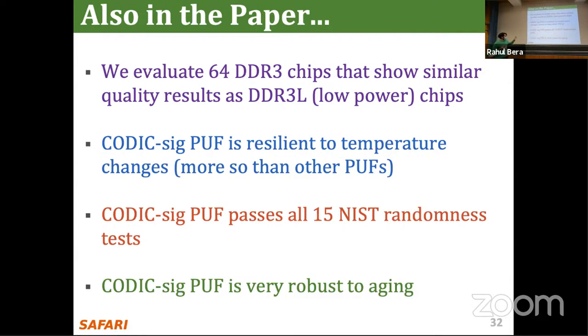We also test the aging. So CODIC path is also robust to aging, so across time. And for doing this experiment, we apply a technique called accelerated aging. We basically accelerate the aging of a DRAM by using higher voltage and very high temperature. So the DRAM is aged quickly. And we show that the responses are very similar before and after the aging.